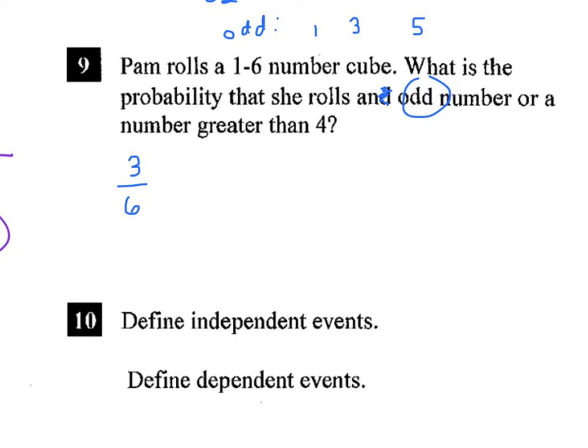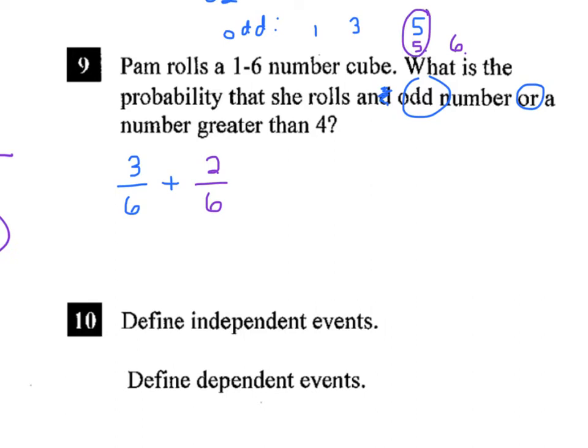Or, so now we have the word "or," so we add a number greater than 4. Well, which numbers are greater than 4? 5 is greater than 4, and 6 is greater than 4. So 2 numbers. 2 out of the 6 are greater than 4. But we have to figure out if we have any overlap. Is this mutually exclusive? No, because 5 is both odd and greater than 4.